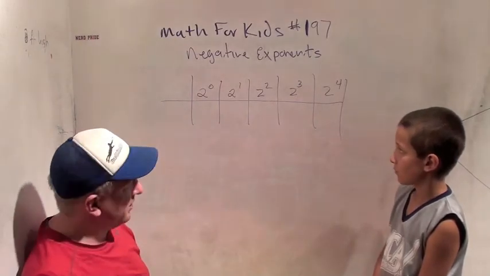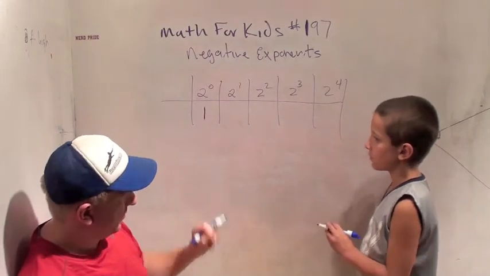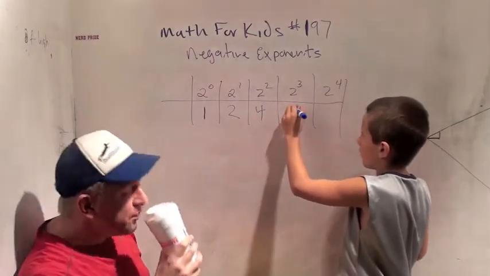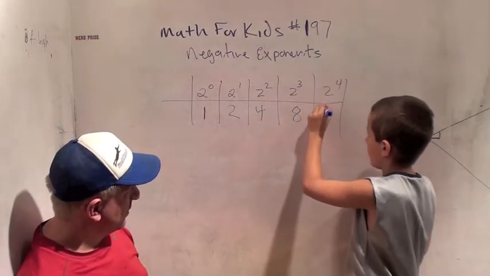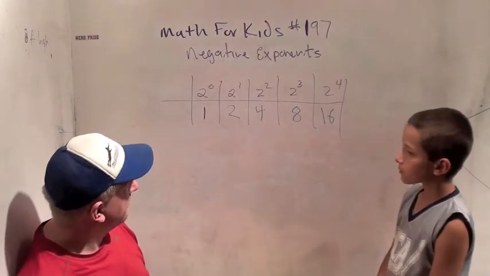Well, 2 to the 0 is 1. 2 to the 1 is 2. 2 squared is 4. 2 cubed is 8. 2 to the 4th is 16. And then we can keep going if we wanted to.